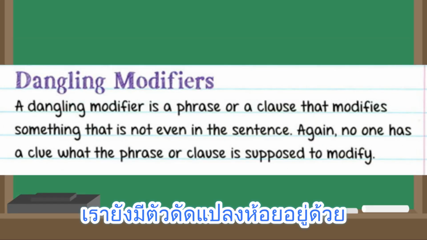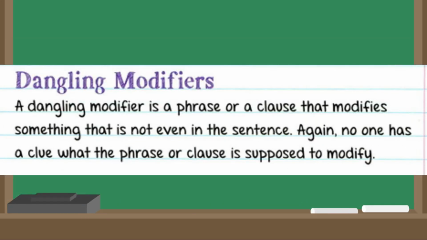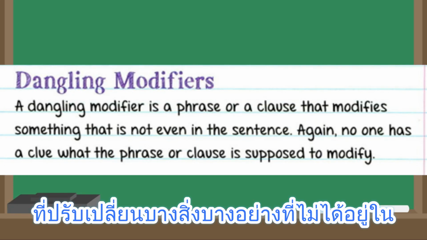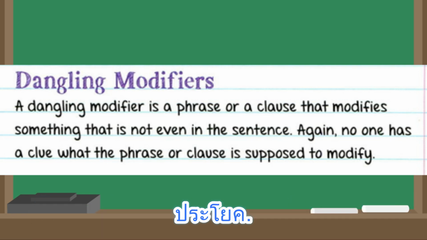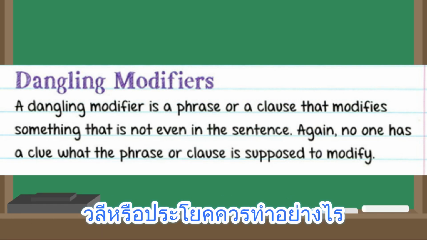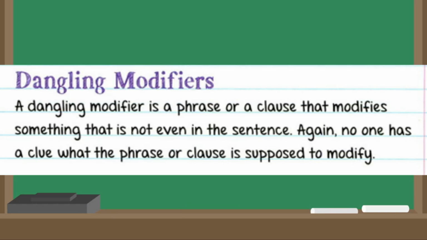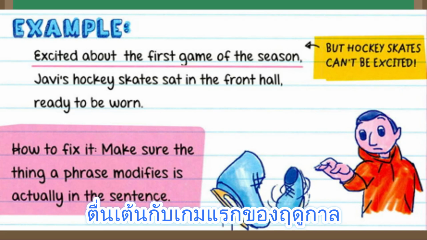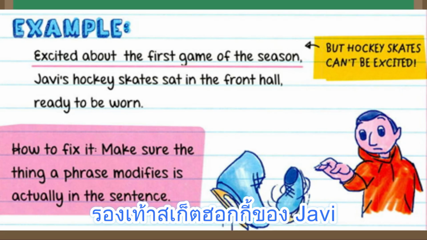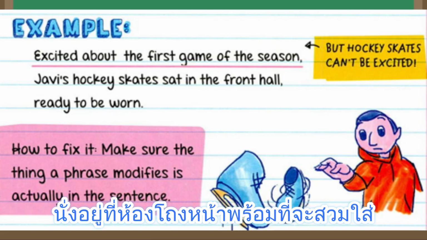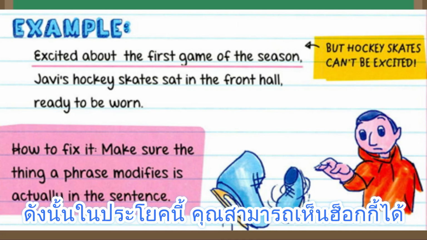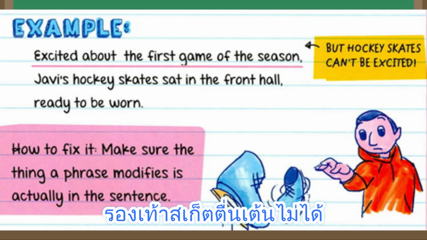We also have dangling modifiers. A dangling modifier is a phrase or clause that modifies something that is not even in the sentence. Again, no one has a clue what the phrase or clause is supposed to modify. Here's an example. Excited about the first game of the season, Javi's hockey skates sat in the front hall ready to be worn. So in this sentence, you can see the hockey skates can't be excited.